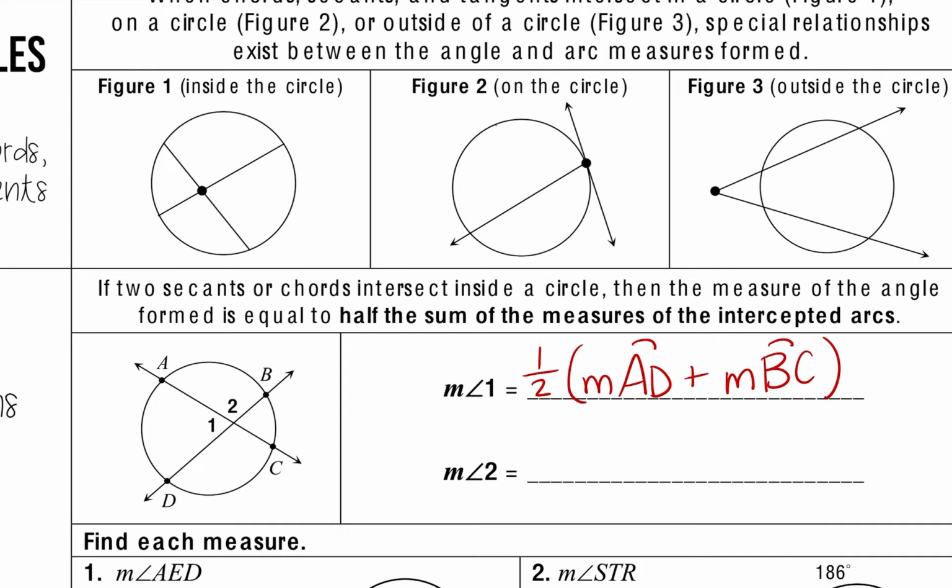Moving on. The measurement of angle 2 would equal a half of the measurement of arc AB plus the measurement of arc CD. So let's look at that on the image. In order to find this angle here, angle 2, I would have to take arc AB plus arc CD and take a half of that total.